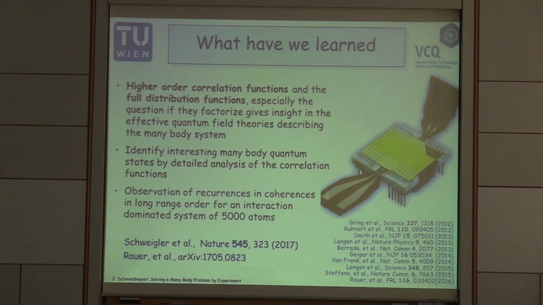So what have we learned? I think higher order correlation functions and full distribution functions, and especially the question of how they factorize, give insight into quantum many-body systems. It identifies interesting many-body quantum states, and detailed analysis of the correlation functions will give you much more insight. And we have observed quantum recurrences in the long-range order of an interaction-dominated system of 5,000 atoms.